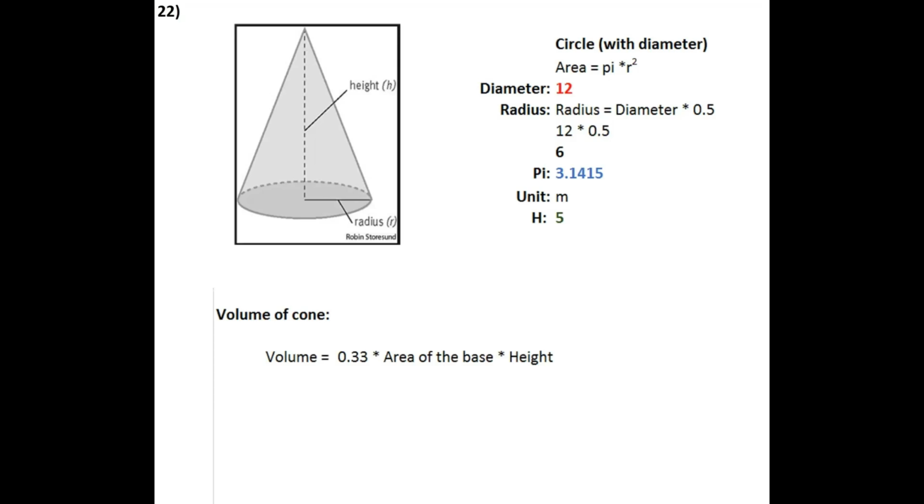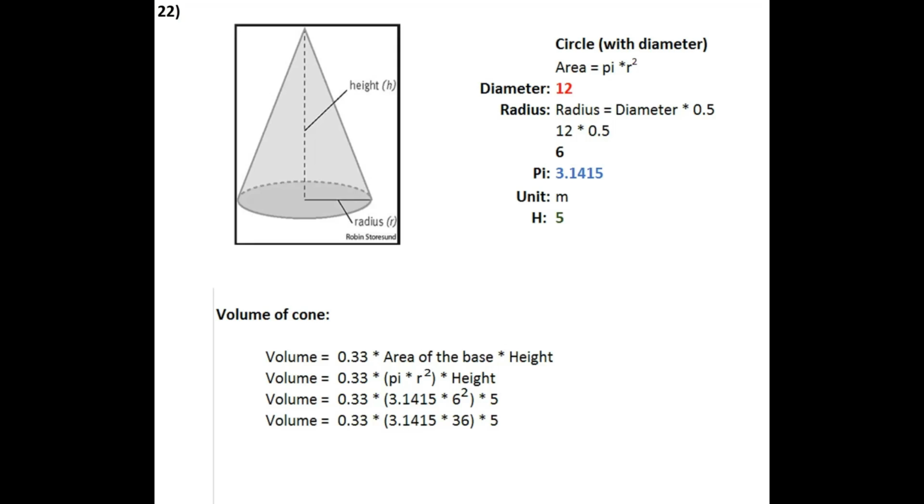And the volume of our cone is 0.33 times the area of the base times height, 0.33 times pi times radius squared times height, then 0.33 times pi times 6 squared times 5, 0.33 times pi times 36 times 5, 0.33 times 113.09 times 5, 1/3 times 565.45. Finally, our answer is 188.48 meters cubed. That's it for number 22.